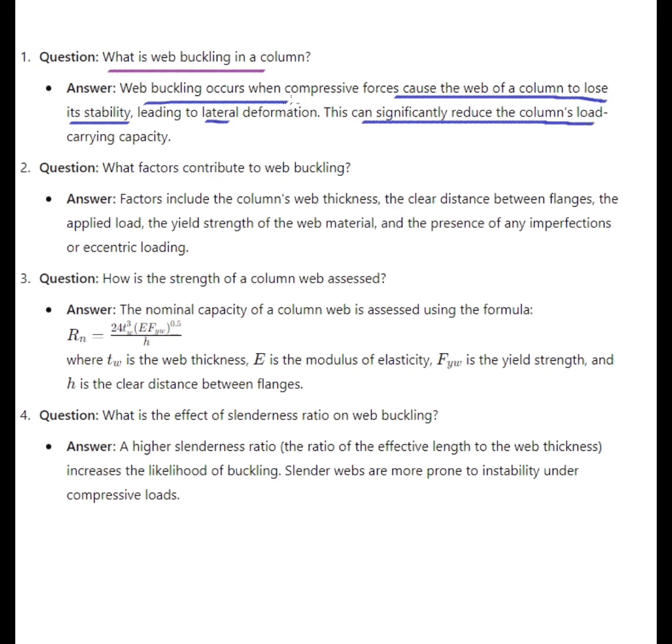This you understand, right? Web buckling happens only when the compressive forces act in play, and that causes the web of the column to lose its stability. Buckling means it is losing its stability. Because of that, it leads to a lateral deformation, right? That can significantly reduce the column's load carrying capacity. If the column is not able to carry the load, then its purpose is defeated, right?